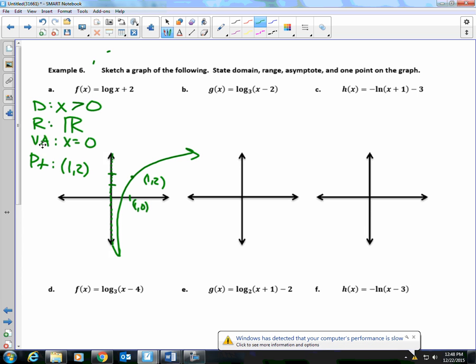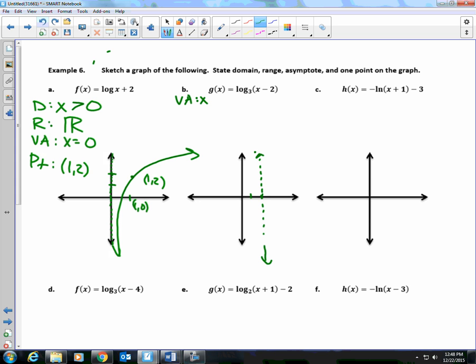Okay, so it's going to be a horizontal shift of 2. Will that change the location of the vertical asymptote? Yes, it will. So I have a vertical asymptote of x is equal to 2.